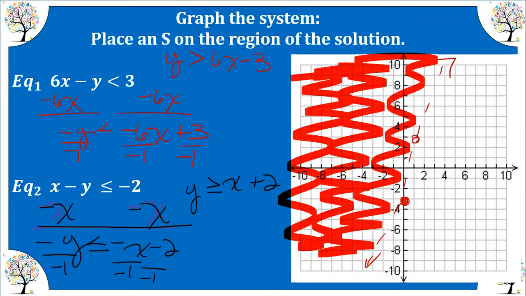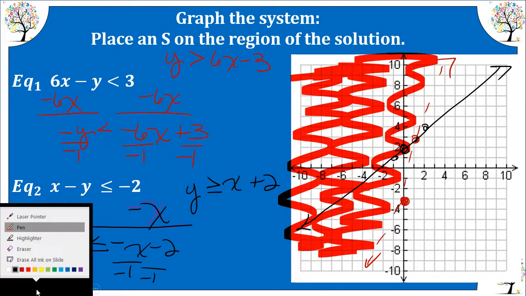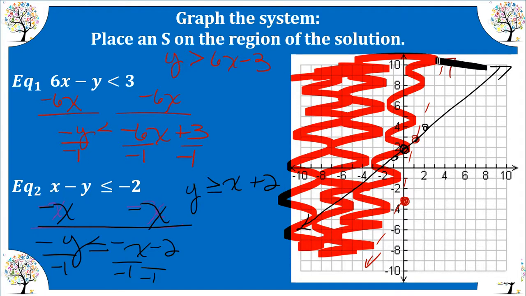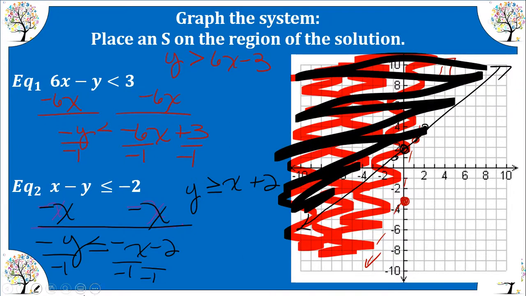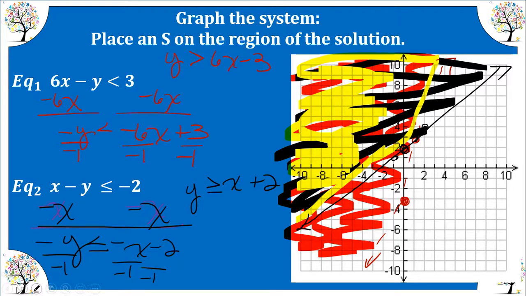So we're going to start at positive 0, 2. We're going up 1, right 1, up 1, right 1, or down and left. This is solid because we have the equal to, and we're going to shade above because we had to reverse our inequality. Let's see what the black highlighter looks like. So we're going to shade all of this region. And then we can see that our solution set is this, and then up to here, and all this region is where it's overlapping. That's my solution set.